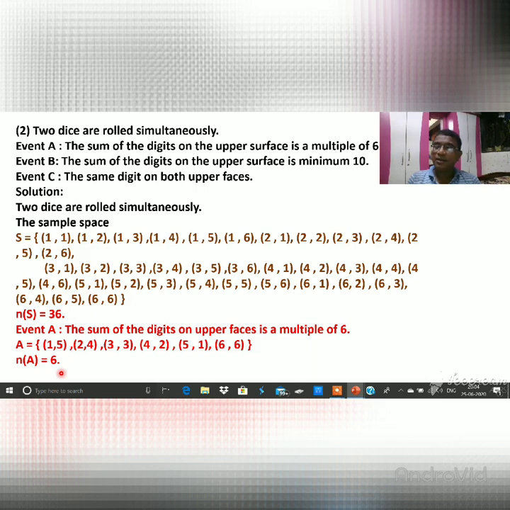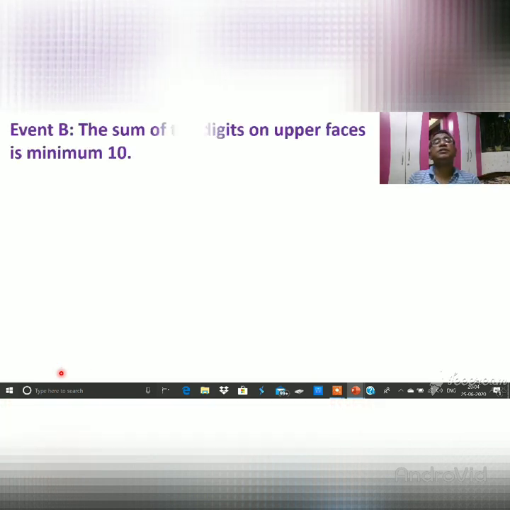Do you understand? Then we can move to the second event, that is the B event. In the B event, what they say is, the sum of the digits on the upper face is minimum 10. So you take two numbers whose sum must be 10. Minimum 10 means the sum has a minimum of 10. But since it says minimum 10, you can take maximum also, meaning you can take 11, 12 as well.